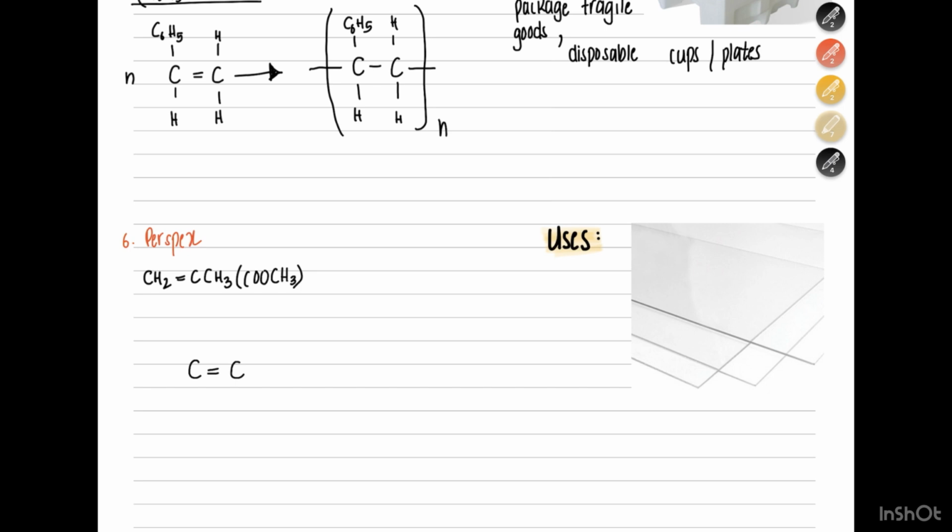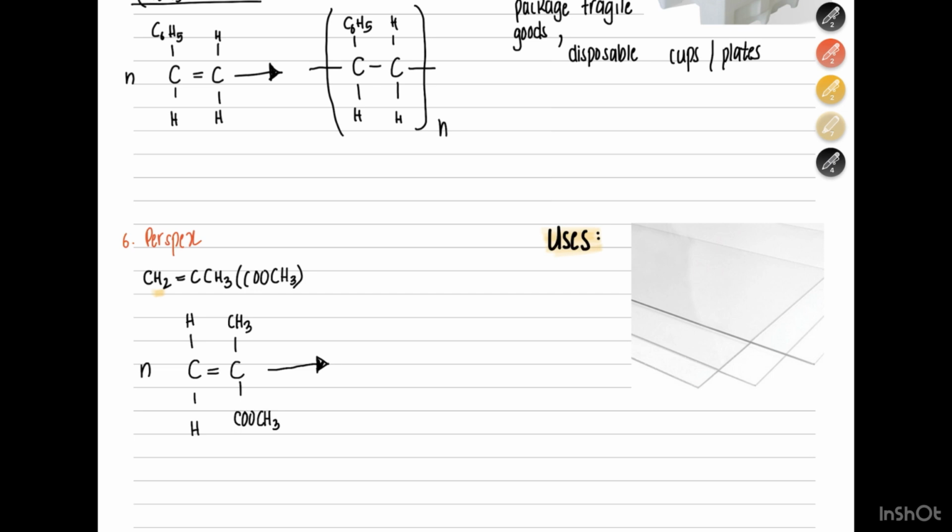Then there are 2 hydrogens on the first carbon, so draw 2 hydrogens. You have n number of perspex. On the other carbon, first we have CH3, a methyl group, and then we have COOCH3.